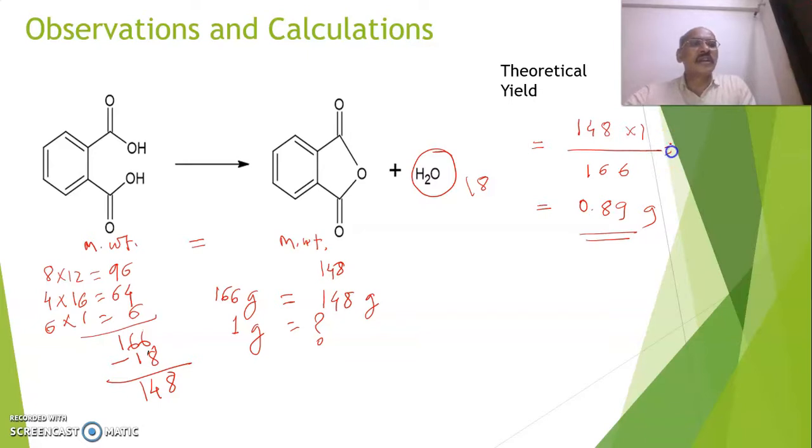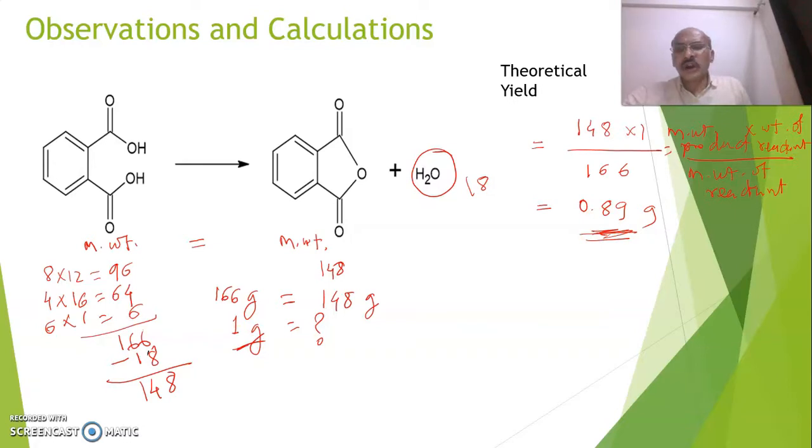So what is the formula for that? Molecular weight of product into weight of reactant taken, divided by molecular weight of reactant. So this is the formula, and by using that formula we have calculated it. What is the principle behind this relation? Mathematical relations, the law of conservation of mass. So for 1 gram this much is expected, assuming 100%.